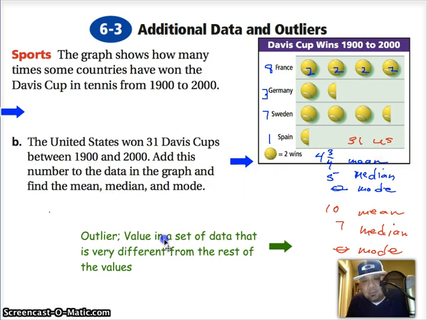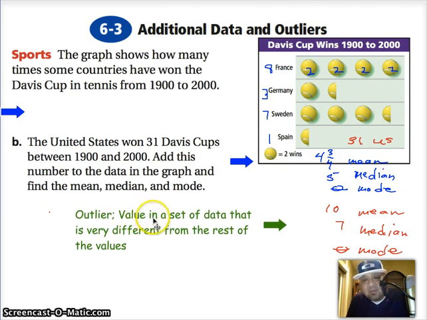It says an outlier, and I want you to go ahead and write this definition down. It's a value in a set of data that is very different from the rest of the values. Well, that 31 is certainly different from 1, 3, 7, and 8. It tended to raise the mean by a significant amount. It didn't do so much to the median, and it didn't do a thing to the mode. That's what an outlier will do. It'll jump that mean, sometimes by a very significant amount.